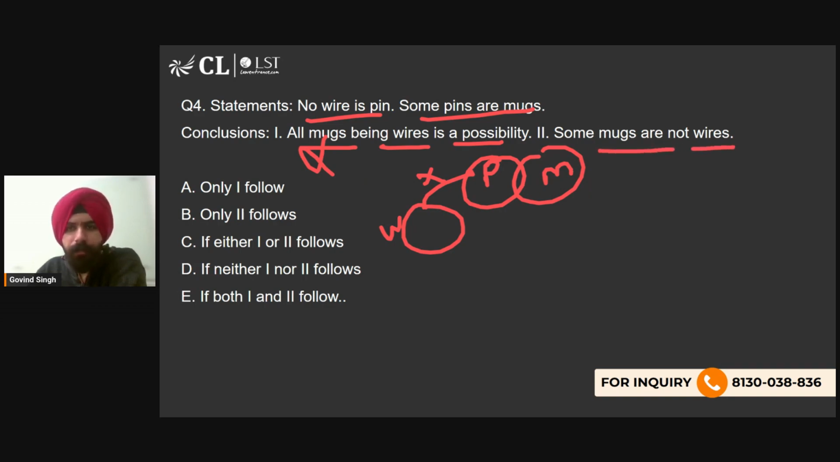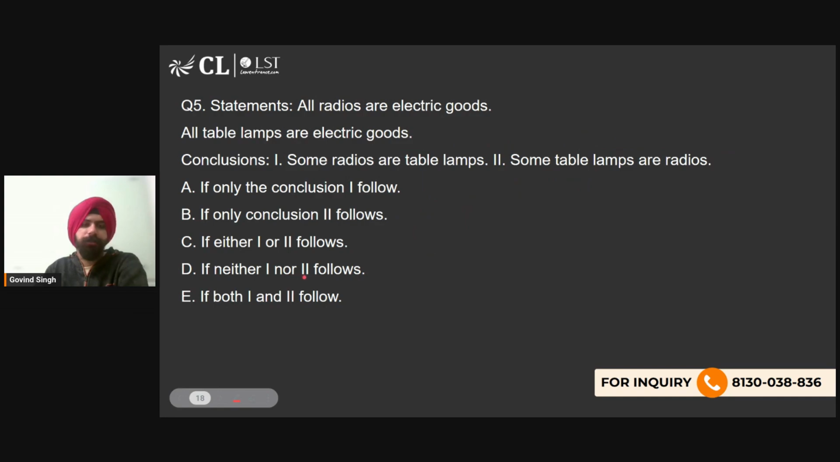Some mugs are not wires. Yes, at least this part of mugs we can say is not wires, so this is going to be true, which means only two follows, option number B. Okay, simple. Let's do the next one. Question number 5. All radios are electric goods.